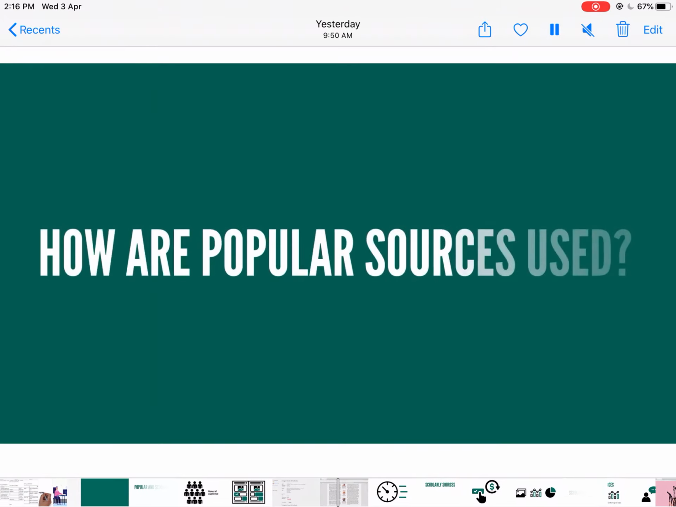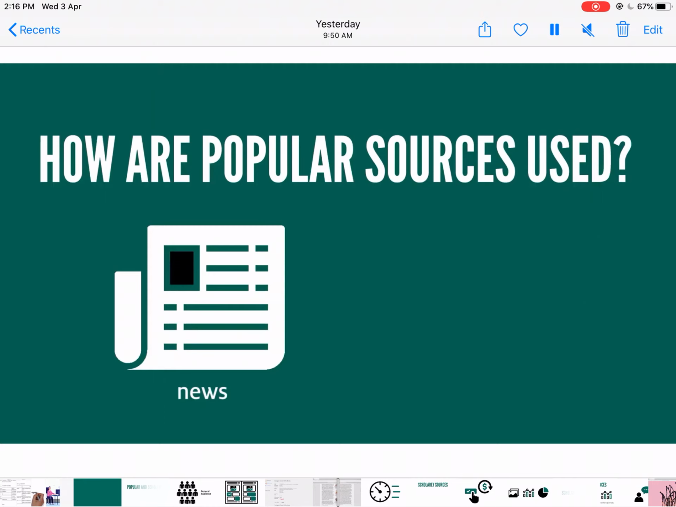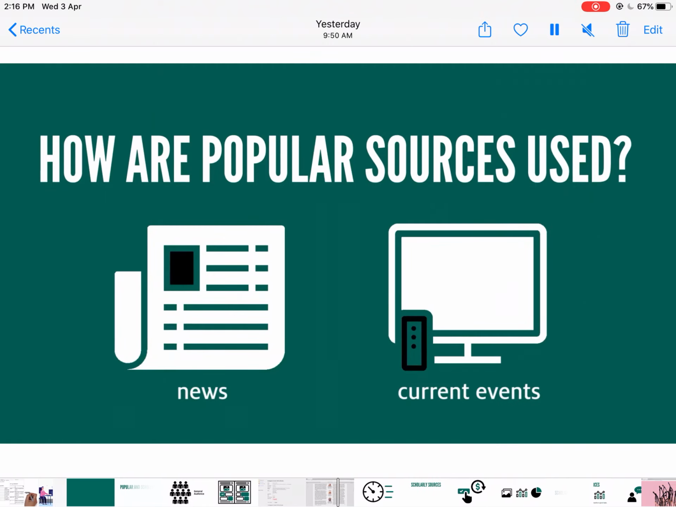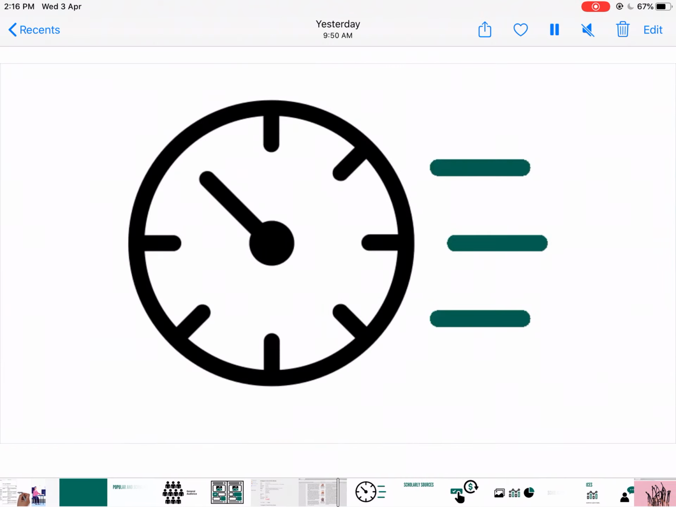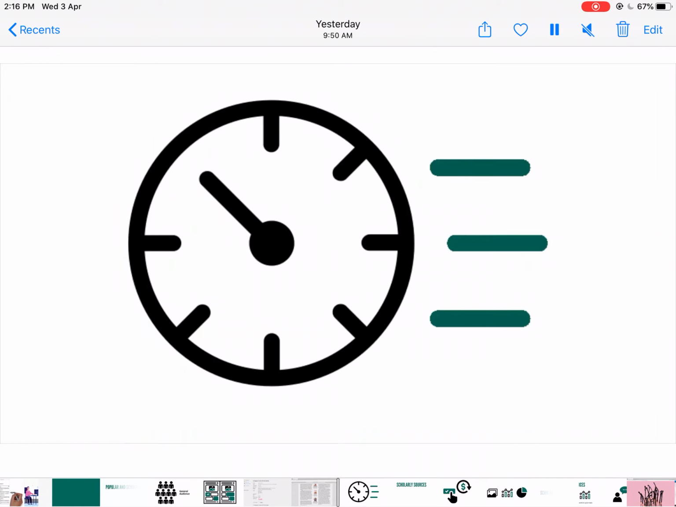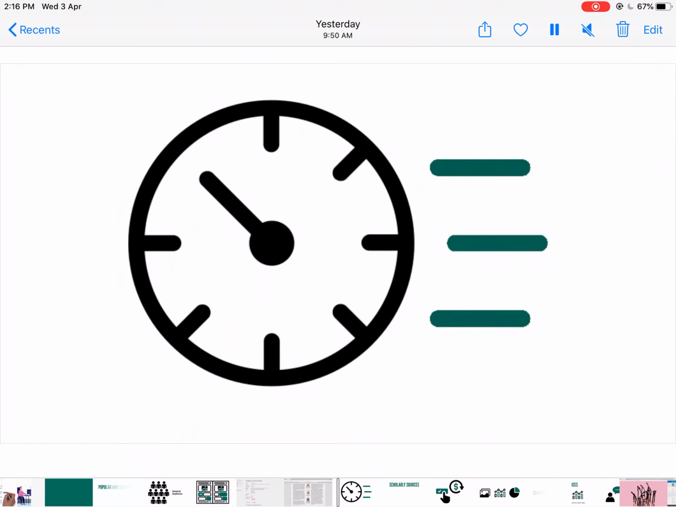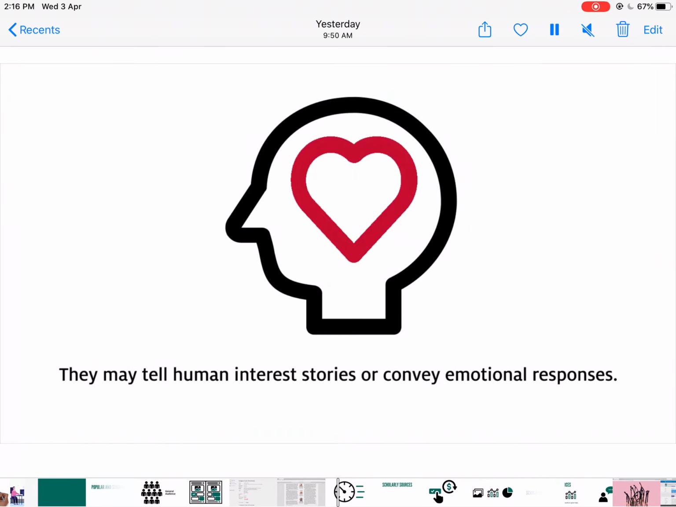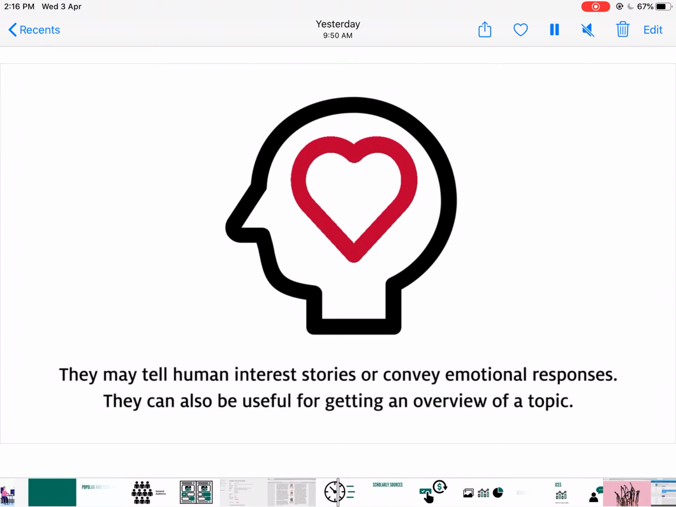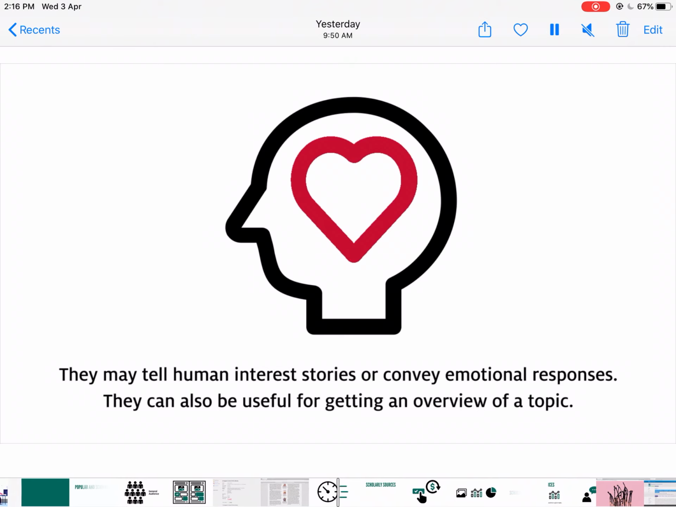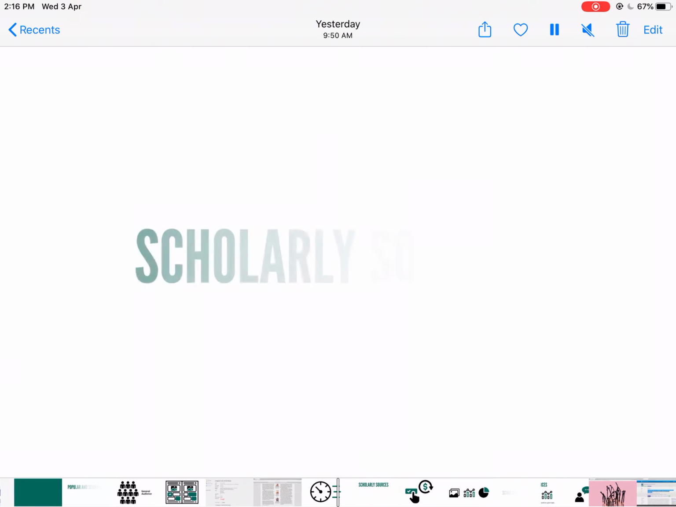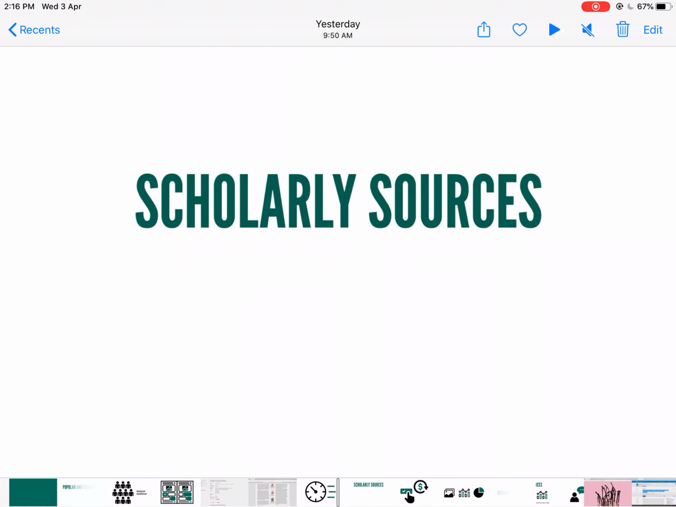How are popular sources used? For what purpose? Basically for news, current affairs or current events, time management, and building a knowledge base. They may tell human interest stories and convey emotional responses. They can also be useful for getting an overview of a topic. That's all. Now, getting into more specific research needs: scholarly sources.